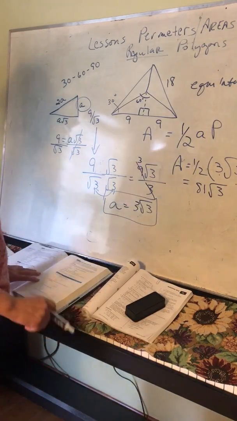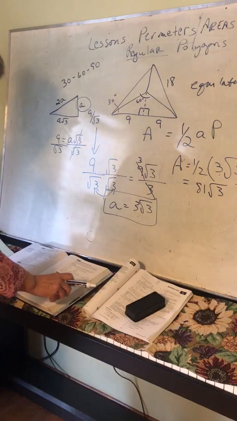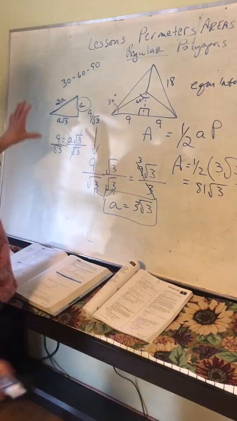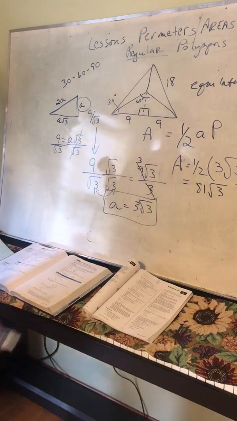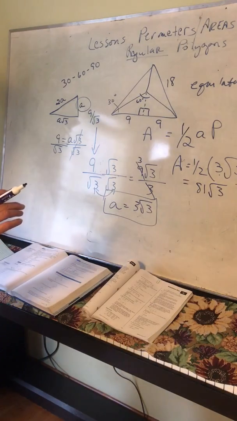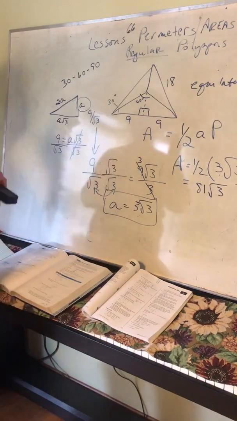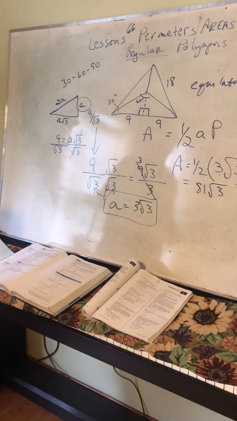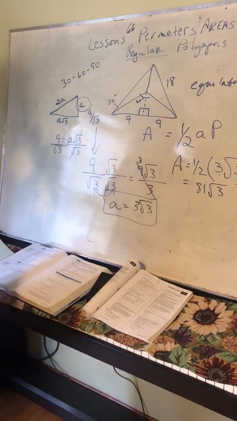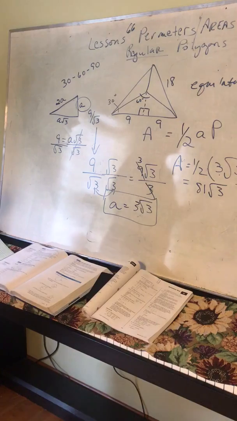Okay, that concludes lesson 66. This is lesson 66 on perimeters and areas of polygons. I will be doing the practice problems for 65 and 66 in another video.